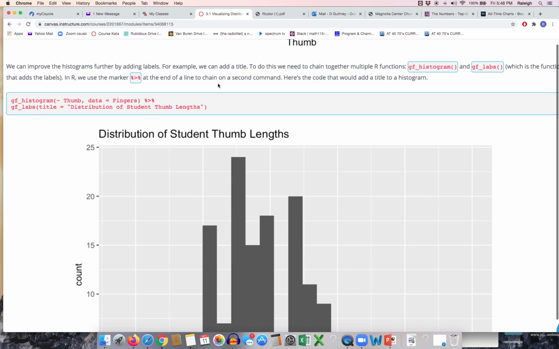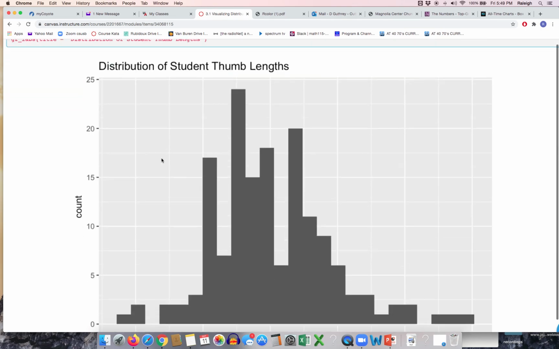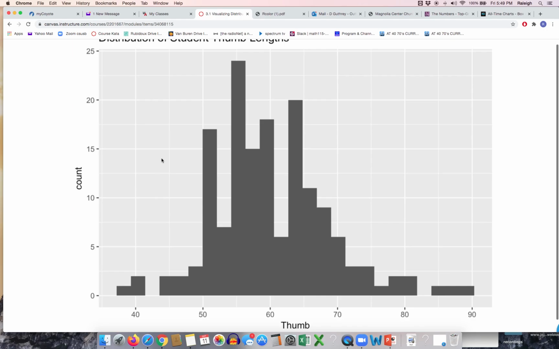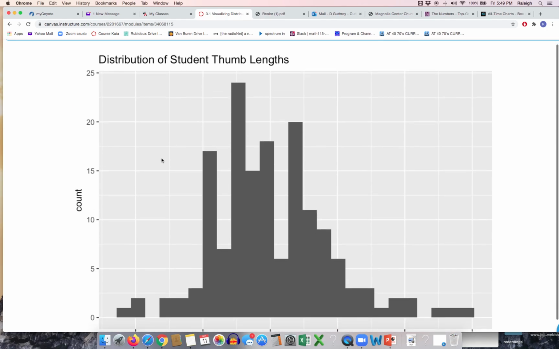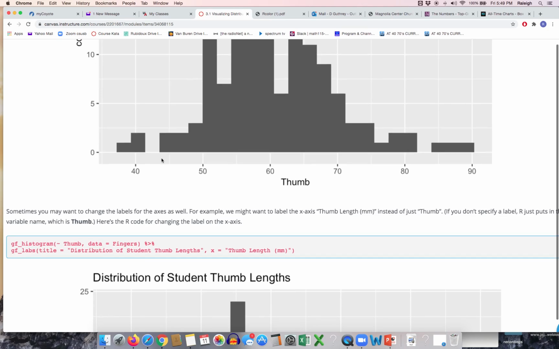It may not fit on the same line, so it's often used to connect things that are in the same train of thought or the same line. I'm not sure what would happen if you split them. I haven't tried it, but you can try it if you want. But this one does have, of course, the title, Distribution of Student Thumb Lengths, and it also has the same data as before. This one doesn't have any fancy coloring, however, but it is the same data, as you can see. It has the title, as you can see.